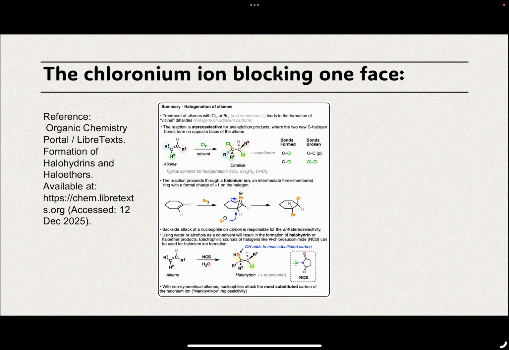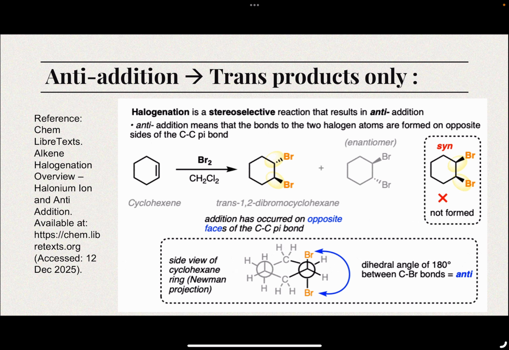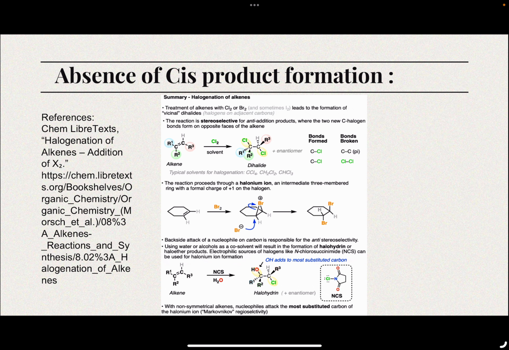So this is the chlorinium ion blocking one face. As you can see, this image describes that it's only coming from blocking one face. This is the backside attack by the chloride ion. And then this one is the anti-addition, trans product only. And then the absence of cis product formation.